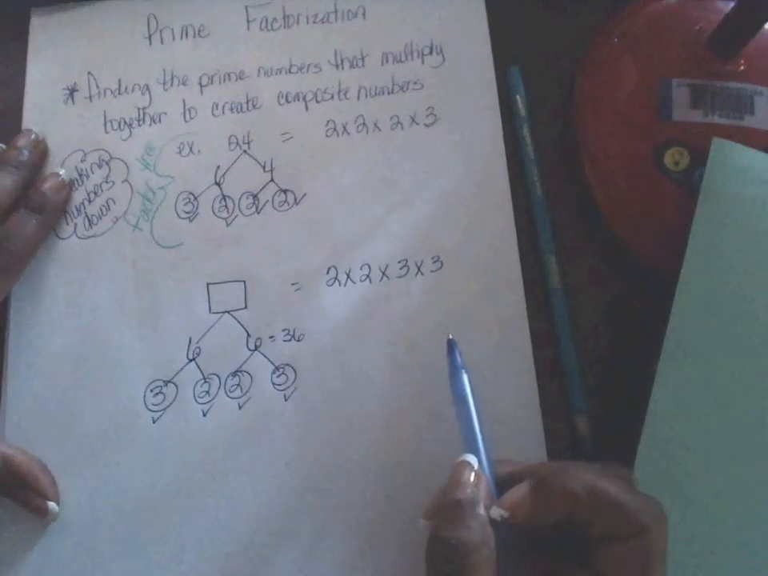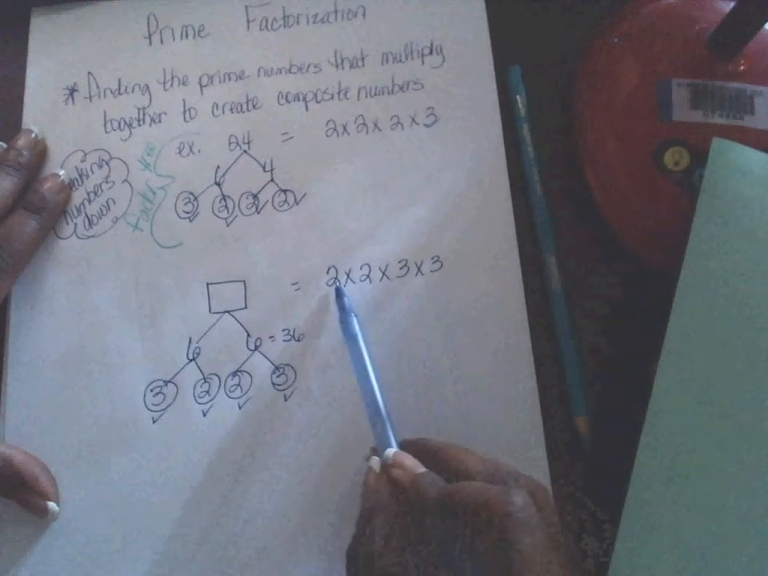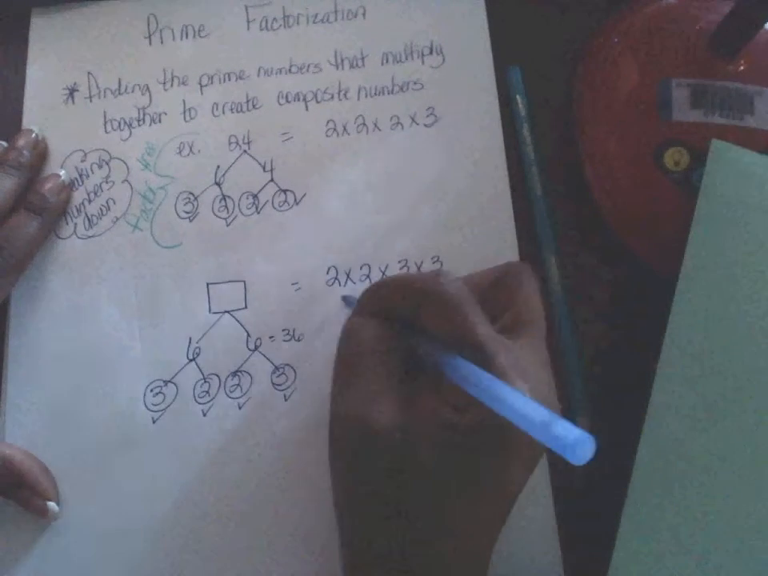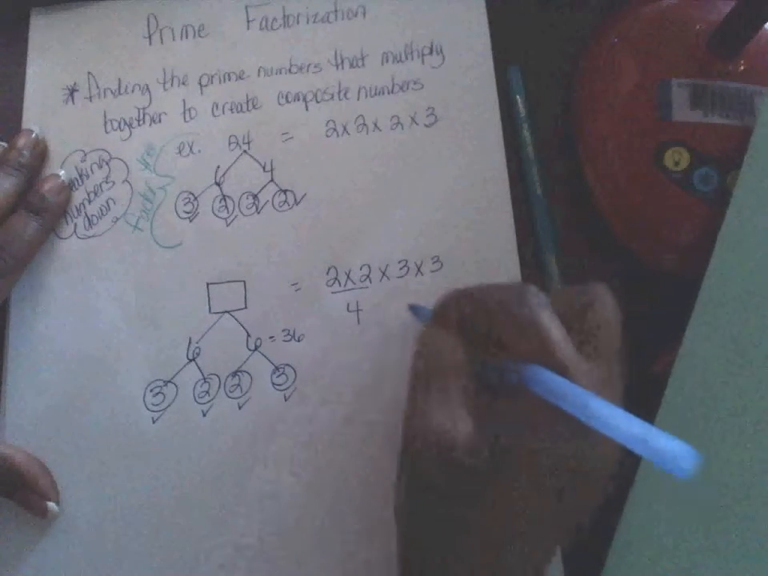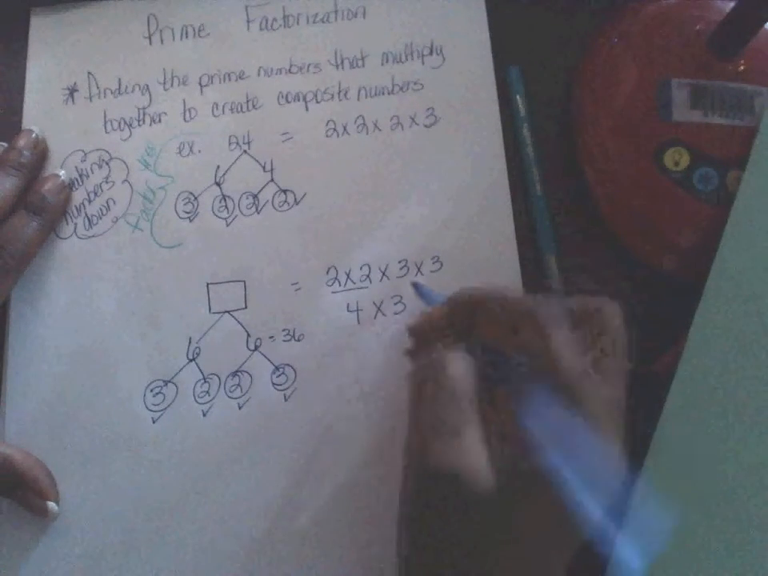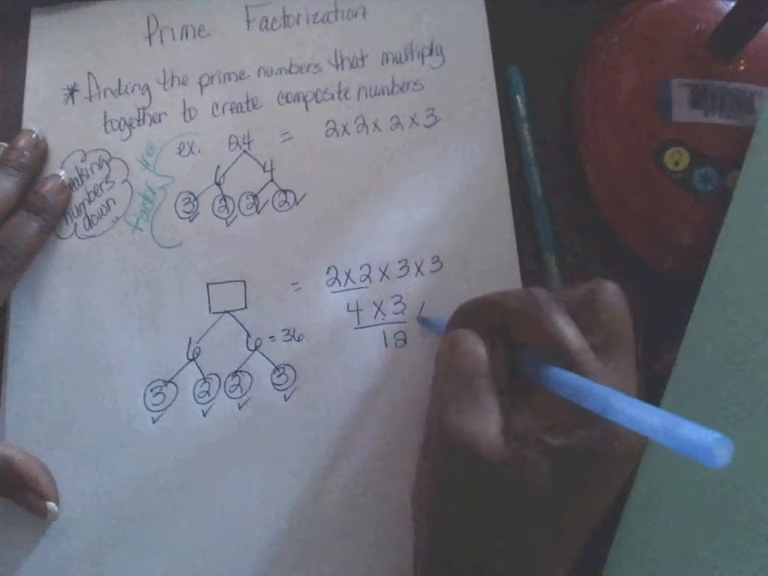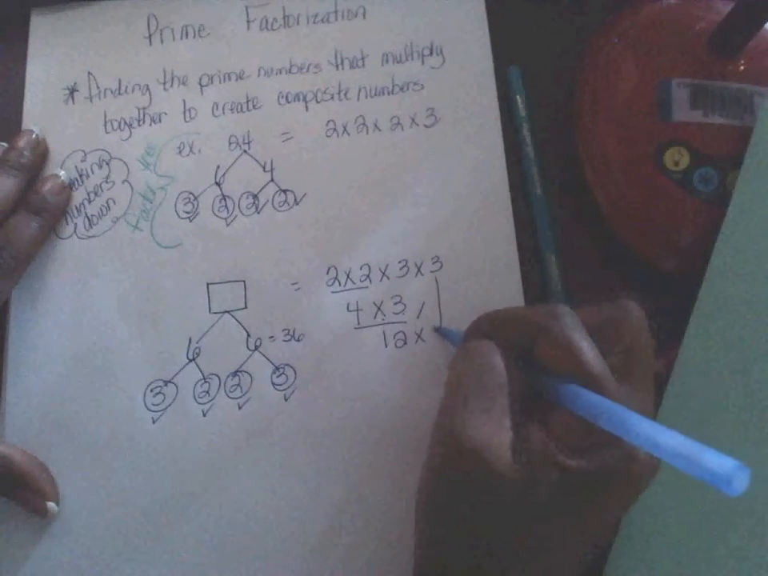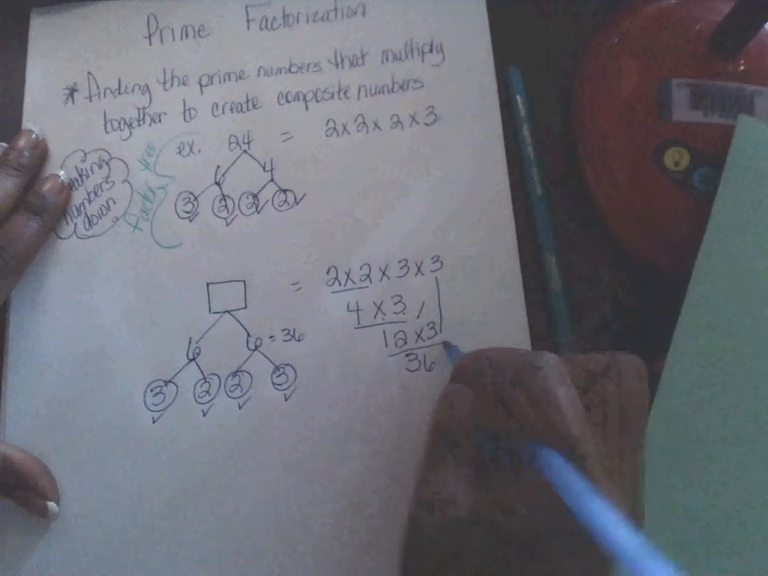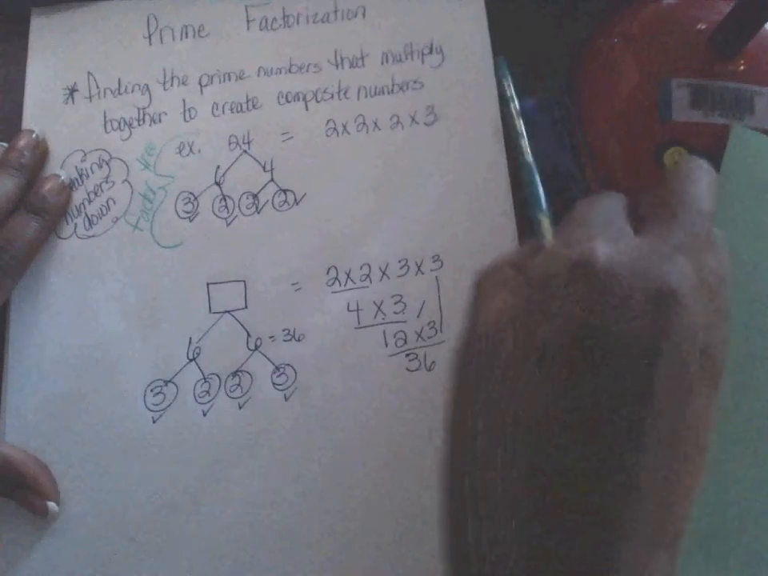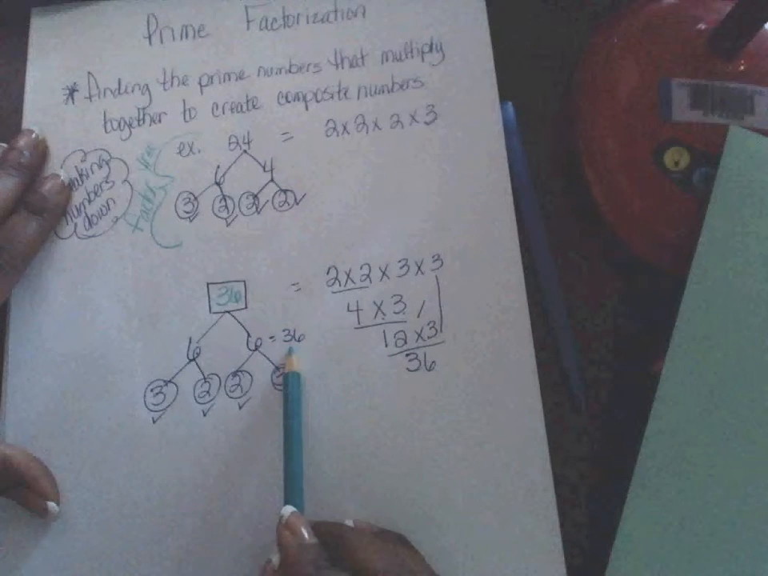And then anytime that you want to find out the number that is being represented by the prime factorization, just do what it says: multiply. So what's 2 times 2? 4. Bring my multiplication down. Then 4 times 3? 12. Bring my 3 down. 12 times 3? 36. So then my answer at the top of the tree would be 36, which is what we got here.